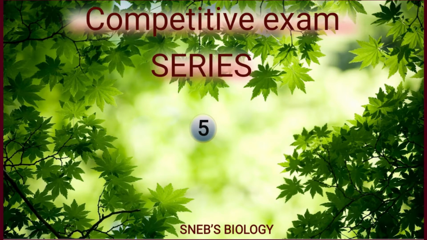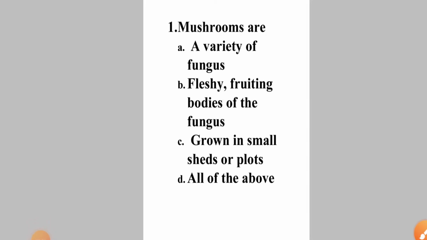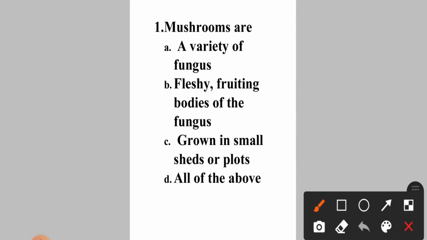Okay, so let's start. Question number 1. Mushrooms are option A, a variety of fungus, B, fleshy fruiting bodies of the fungus, C, grown in small shades or plots, D, all of the above. Okay, so yes, all the options A, B and C are correct. So the answer will be option D.